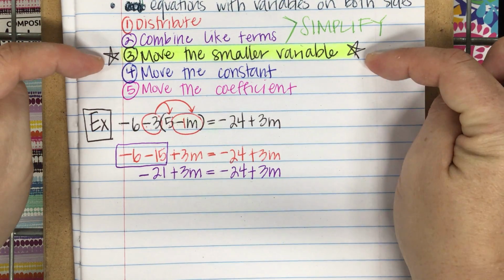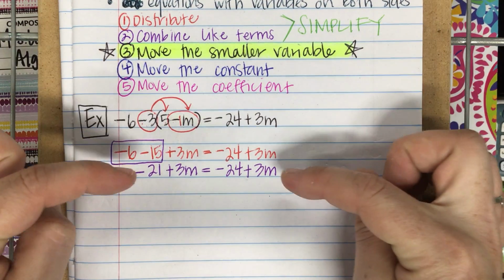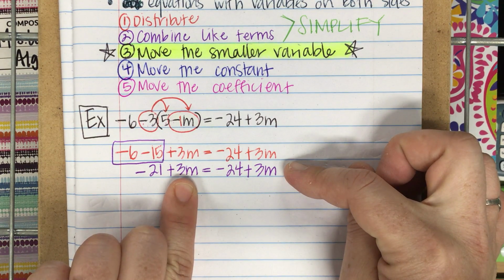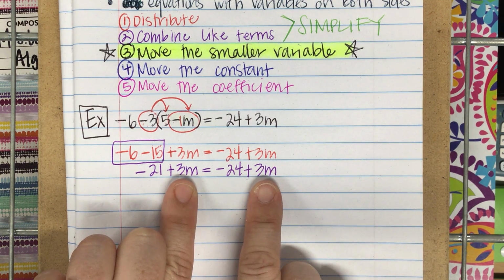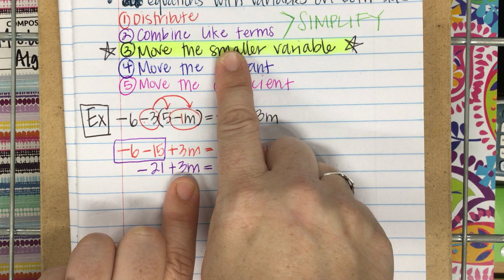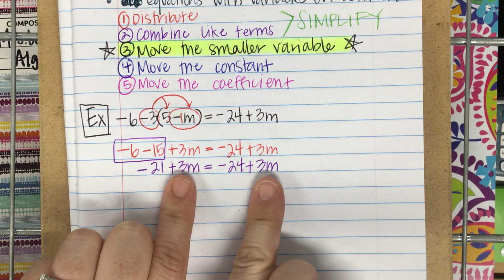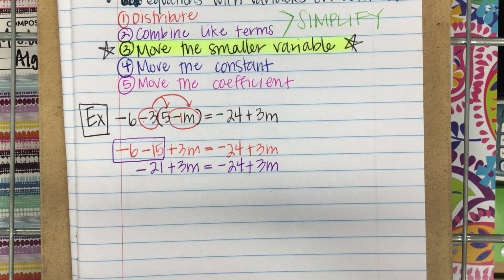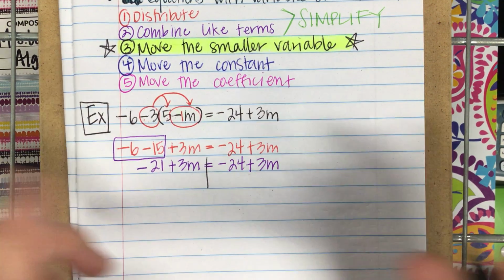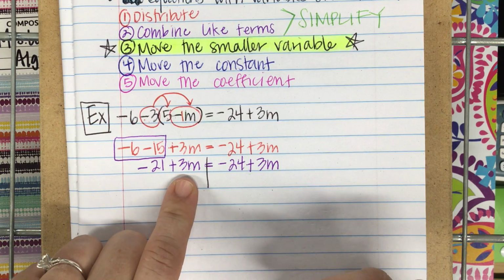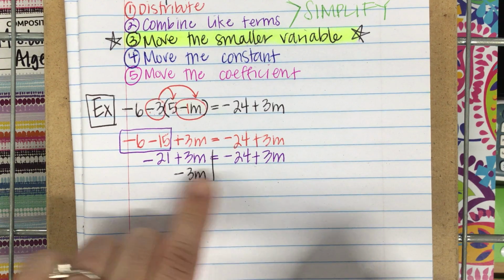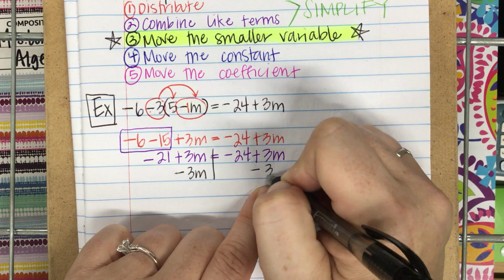But I told you 3 is where it gets wonky. Because I look at this problem now, and my variable on the left is +3m, and my variable on the right is +3m. And it says move the smaller variable. What can you tell me about these two variables? They're equal. They're the same. So if I move, it doesn't matter because they're both the same. If I move this +3m by subtracting 3m, and I do the same thing over here, -3m.